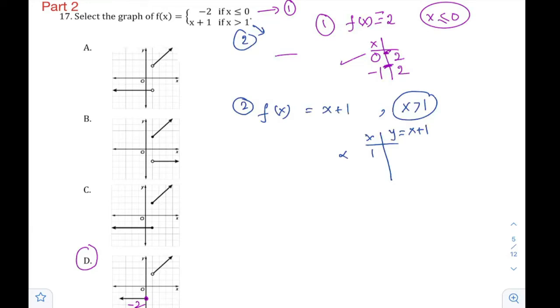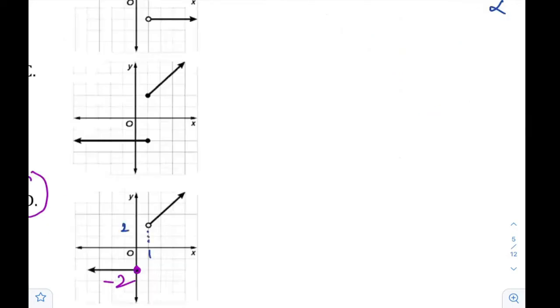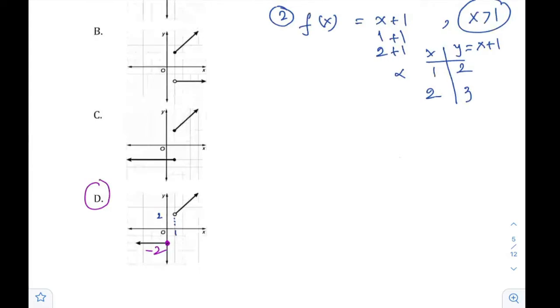And then here we will use x equals 2. So x equals 2 will also be included, and I will replace. When x is 1, 1 plus 1 is 2. When x is 2, 2 plus 1 is 3. So 1 will be paired with 2, and here we are, it's an open circle. And 2 is paired with 3, and it's shown here. This is the starting point, and then we will extend the line. So definitely, this is the right choice.